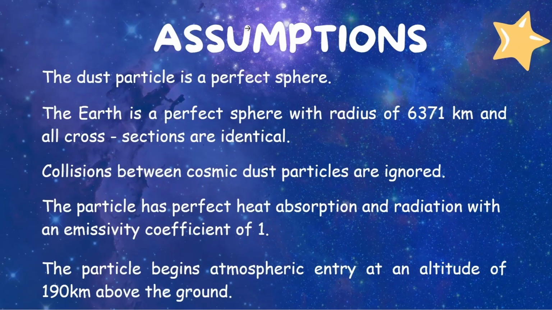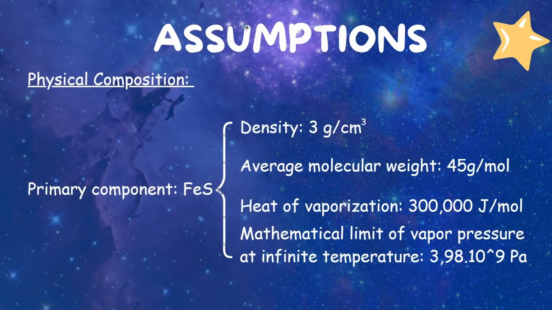To make this complex problem solvable, we establish several key assumptions. The most important are that the dust particle and the Earth are perfect spheres, with no collisions between particles. The particle has perfect heat absorption and radiation with an emissivity coefficient of 1, and our simulation begins at an altitude of 190 km. The particles are mainly made of iron sulfide, with density 3 grams per cubic centimeter. Average molecular weight is 45 grams per mole. Heat of vaporization is 300,000 joules per mole. The mathematical limit of vapor pressure at infinite temperature is 3.98 billion pascal.